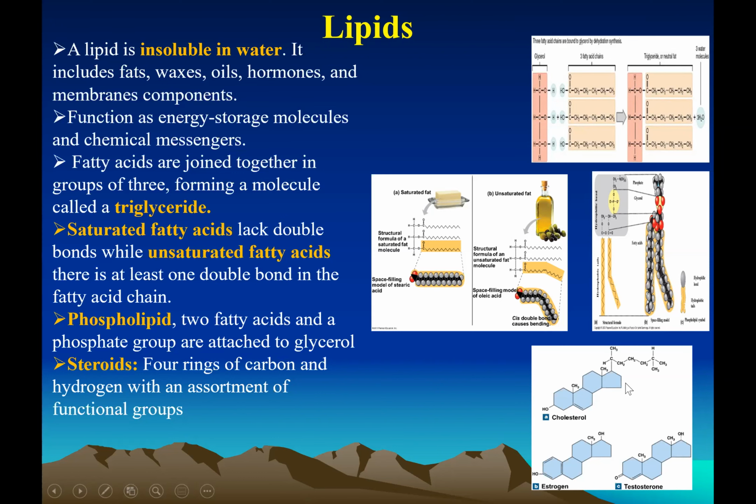Steroids are four rings of carbon and hydrogen. So it's a cyclic compound like this, with functional groups. Steroids come under lipids too. Why should you know it? For example, cholesterol is the precursor molecule for making important hormones like testosterone or estrogen.